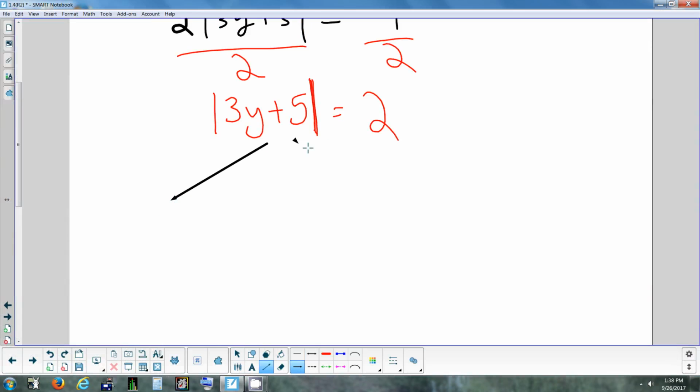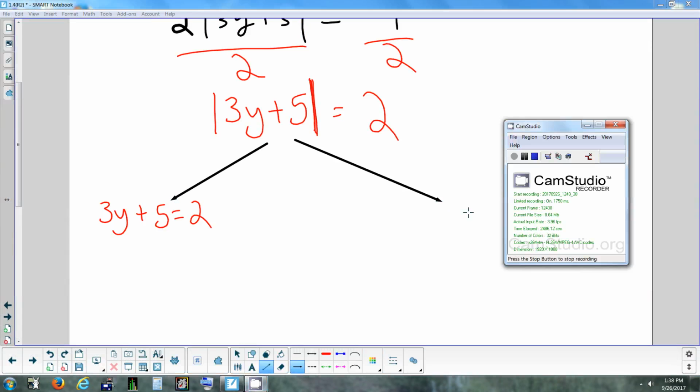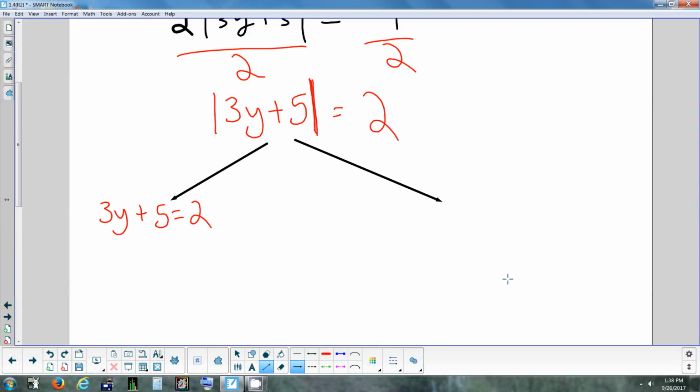So this one, Mr. Fairbanks, tell me my first equation, please, sir. 3y plus 5 equals 2. Excellent. 3y plus 5 equals 2. Mr. Kingsley, because I know you got it correct, as you and I talked about this, will you just tell me my second equation, please? 3y plus 5 equals negative 2. Very nice stuff.